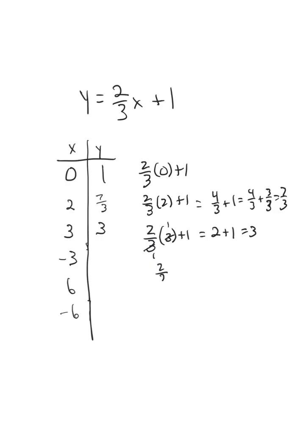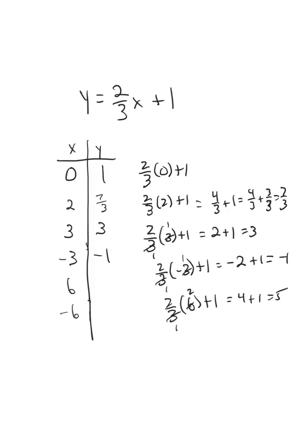Let's just do one more. 2/3 times -3 plus 1. Well, the 3's cancel, but you would have a -1. So 2 times -1 is -2 plus 1 would be -1. And similar with the 6, it would cancel. 2/3 times 6 plus 1 cancels. So you get 4 plus 1, 5. Right, so you see all of a sudden now I've got some easier points to plot.